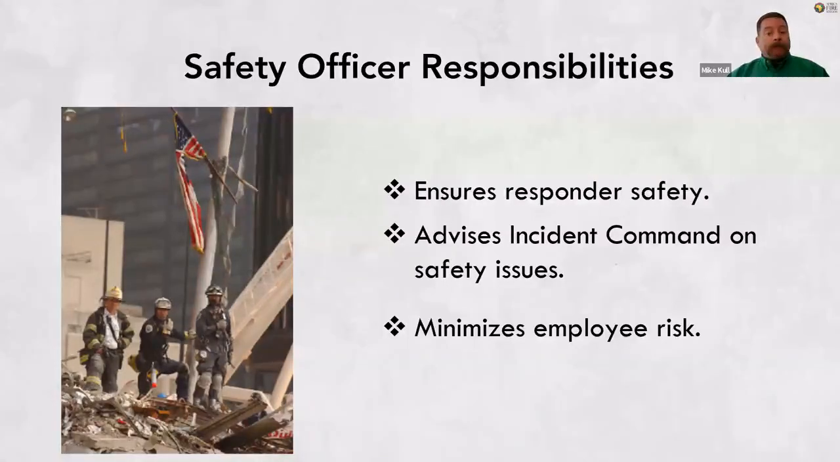Safety officer, their responsibilities, I mean, again, the great thing about using these position titles, it's pretty clear. Everyone should know what the safety officer does. The safety officer is there to minimize risk, advise command on safety issues, make sure everybody that's on the scene is safe. And most of the time, that safety officer is granted the authority to stop any actions that are taking place that they deem to be unsafe. So great position to have.